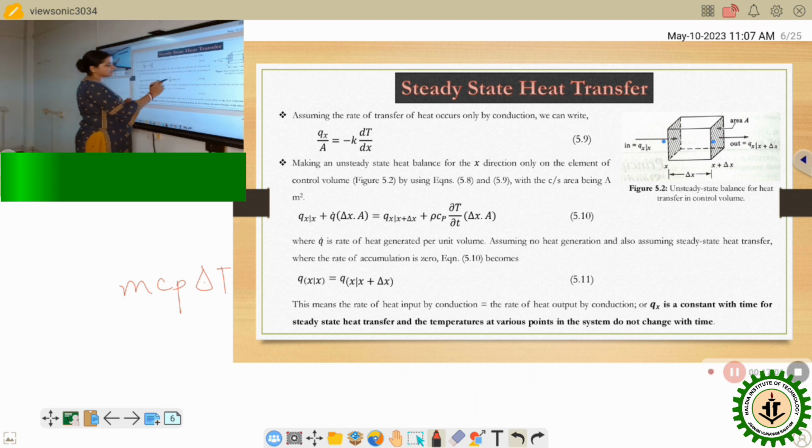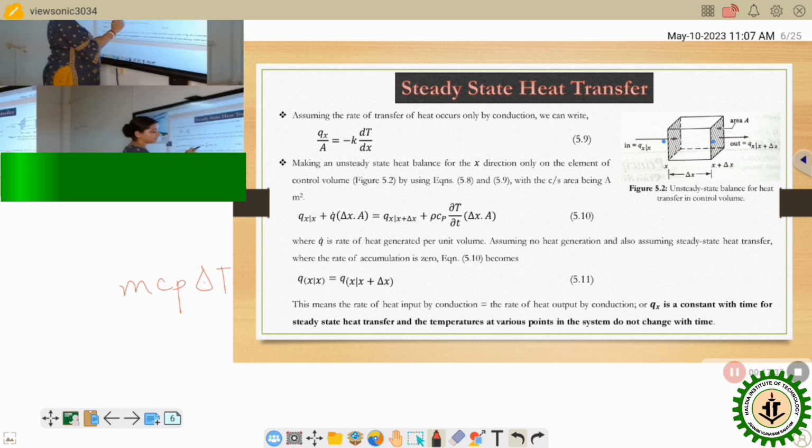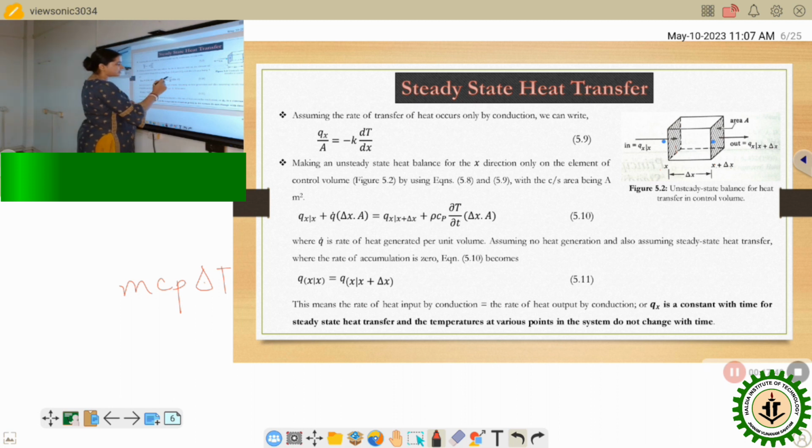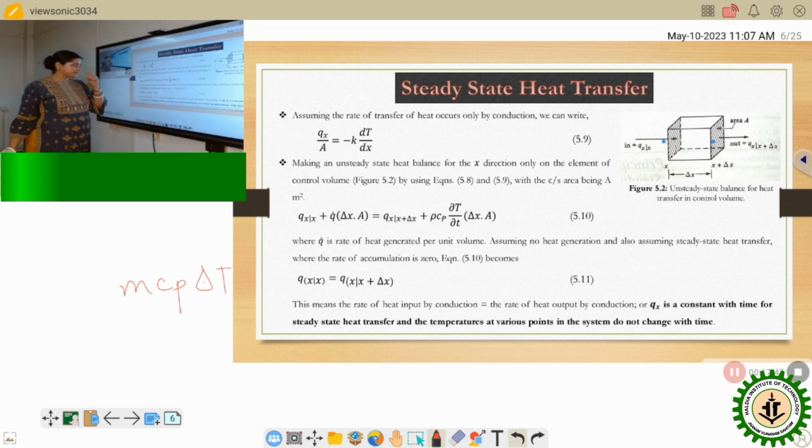Now the formula, what is given here? It is given here as rho Cp del T by del t, that is the rate of change of temperature with respect to time, into the volume of the control element, or delta x into A. So this is the volume of this control element, into rho, the density. The unit of density is kg per meter cube, and this is meter cube, so meter cube gets cut. I'll be left with mass only, so I'll get it in the form of mCp delta T. And here this temperature is changing with respect to time. So that gives you the enthalpy of the system.